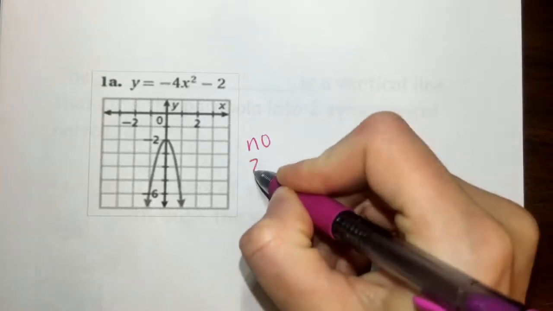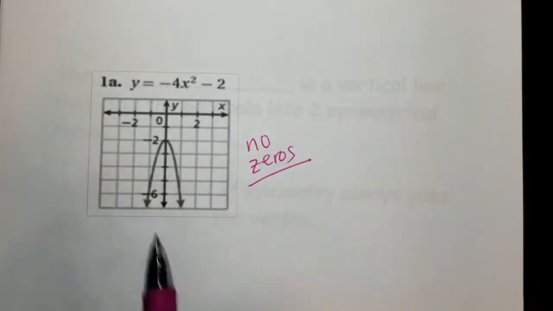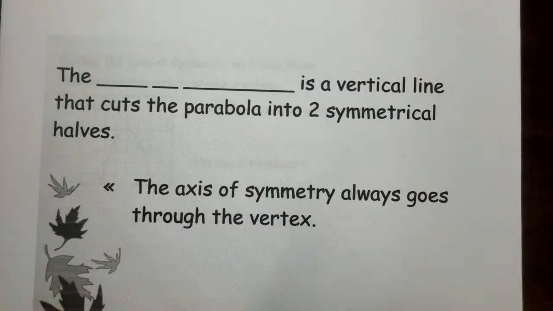How many x-intercepts will this function have? It has no x-intercepts or no zeros. Sometimes this happens. Okay.